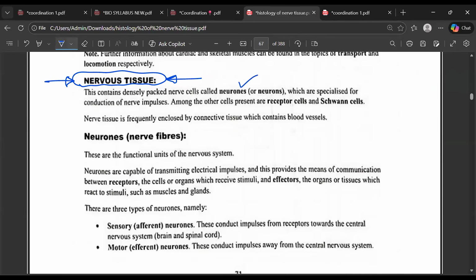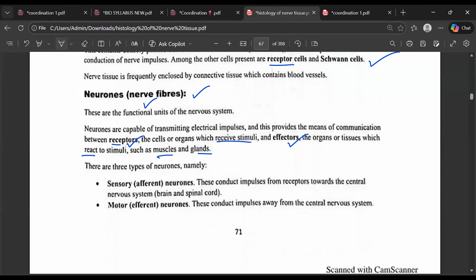You see, so nervous tissue, neurons. You all know it's having neurons also, and it's having the Schwann cells, even the receptor cells that I told you about. The neurons are the functional units, the basic structure. They have the receptors, you know what they do. The effectors are either muscles or glands, and they're the ones that react or respond, isn't it? And then the receptors are the recipients, the ones that receive. So I'm just putting out the keywords, eh?